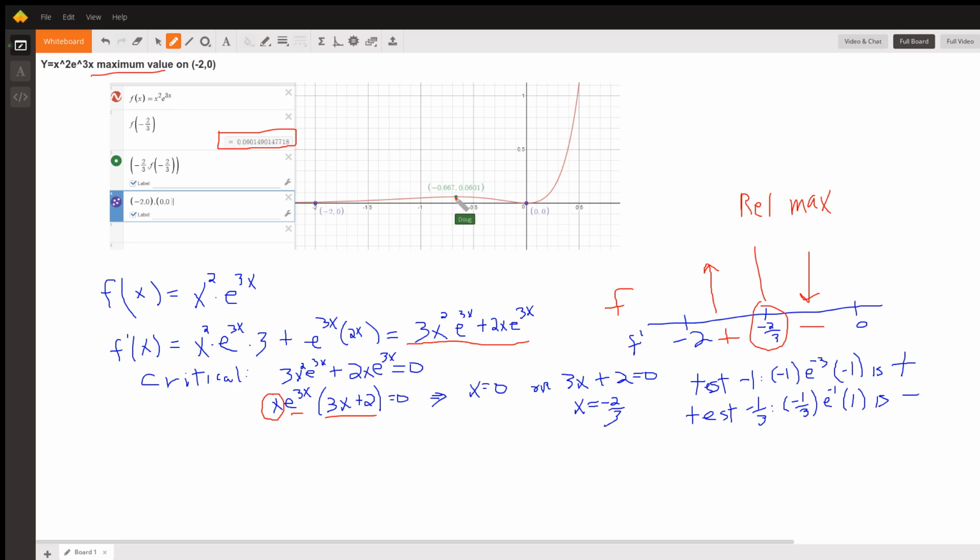That little distance right there represents the maximum value of the function on the interval from -2 to 0. There you go.